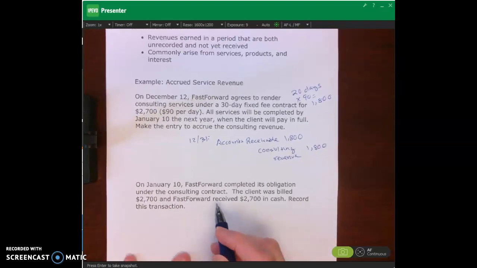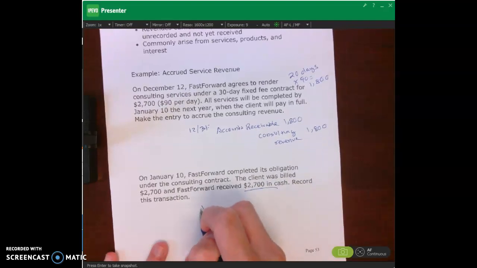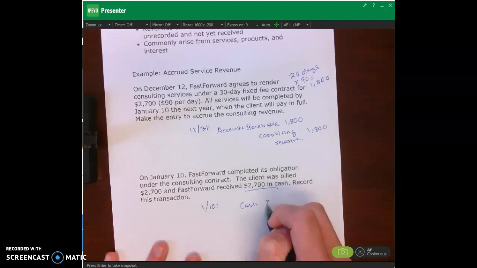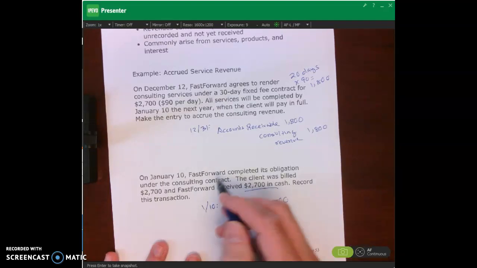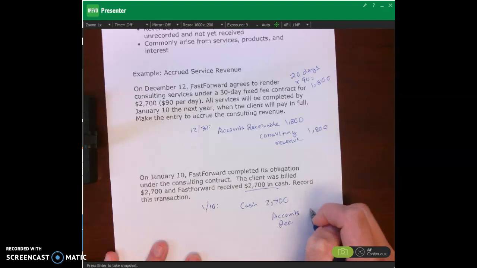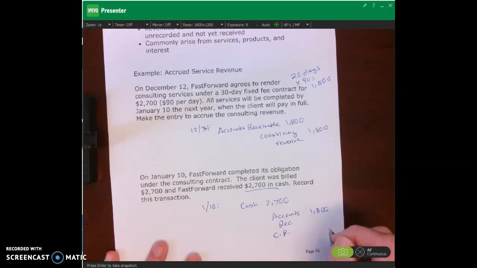The next period, when we get paid, we receive cash. So this is on 1/10 of the next accounting period. We debit cash, $2,700. We no longer have this accounts receivable, so I credit my accounts receivable for my $1,800, and then I will credit consulting revenue right over there for the balance of $900.